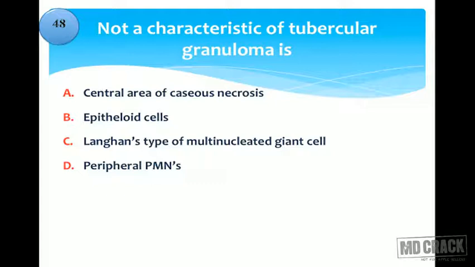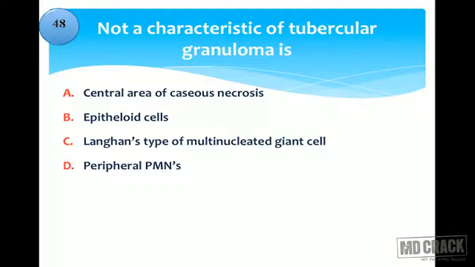Options: central area of caseous necrosis, epithelioid cells, Langhans type of multinucleated giant cell, peripheral PMNs, that is polymorphonuclear cells. So which is not seen in the tubercular granuloma? If you see the classical granulomas of tuberculosis, most of the time there will be a central area of caseous necrosis. That is almost classically seen in tubercular granulomas. This central caseous necrosis is surrounded by epithelioid cell granulomas.